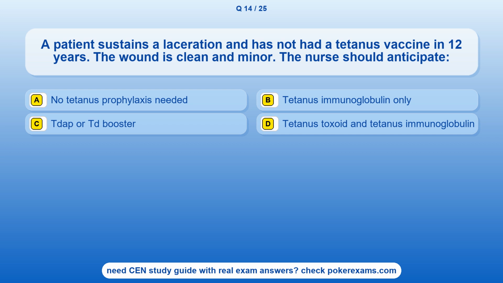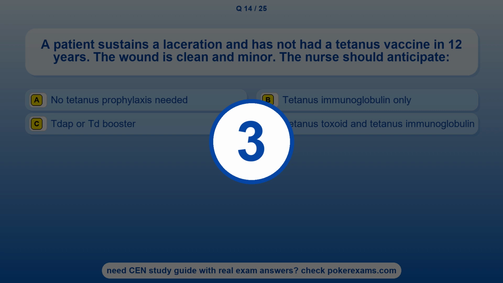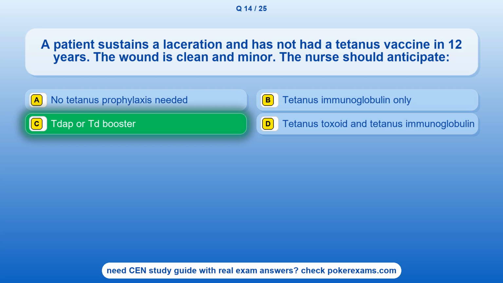No tetanus prophylaxis needed. Option B. A tetanus immunoglobulin only. Option C. Tdap or Td booster. Option D. A tetanus toxoid and tetanus immunoglobulin. The correct answer is option C. Tdap or Td booster. Question 15.